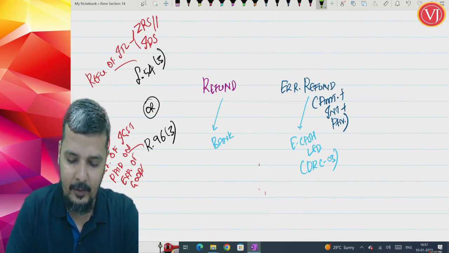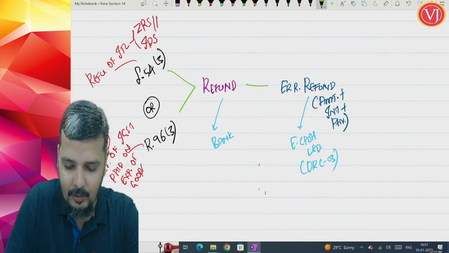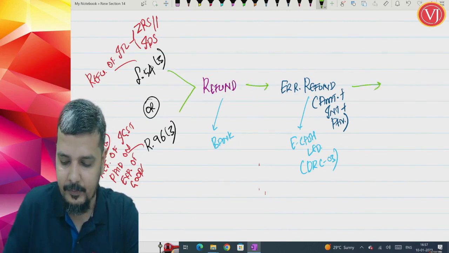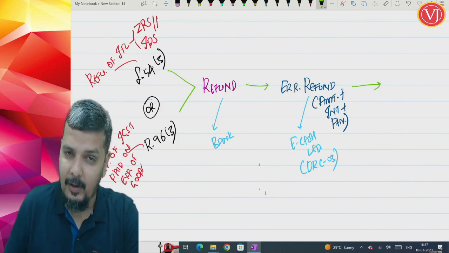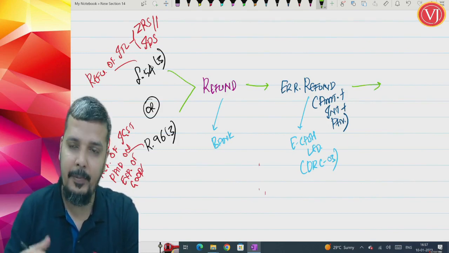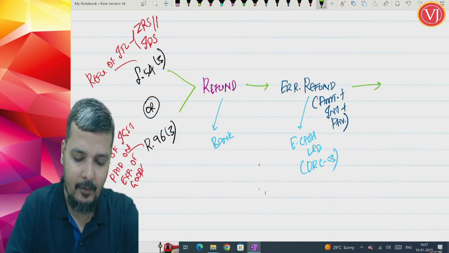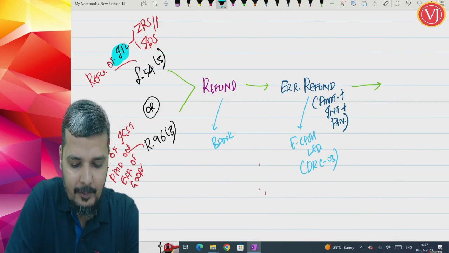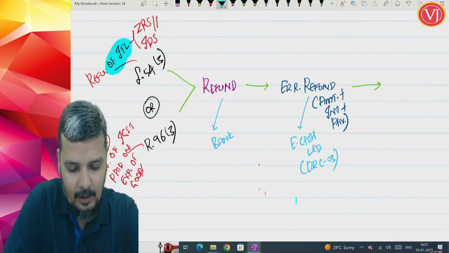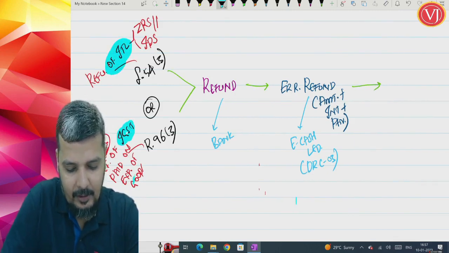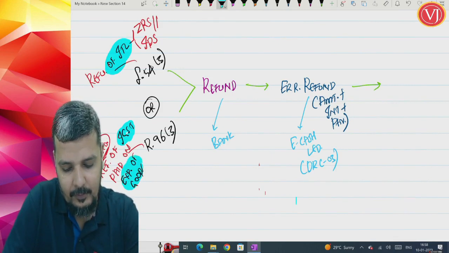Right. So if I were to tell the sequence, you had some credit which you got as refund. Now you are going to pay it back. Now what they are telling, whatever refund you paid back, but that refund was of what? Refund was either of your input tax credit or your IGST on export of goods.